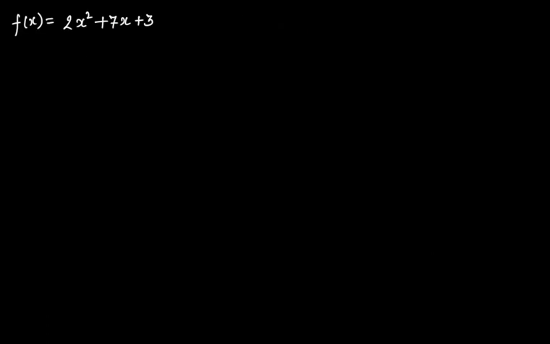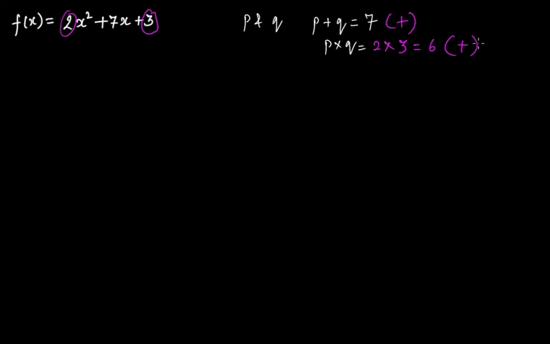Okay. In the same way, you have 2x squared plus 7x plus 3. We will split 7x into two numbers, that is p and q, such that p plus q has to be equal to 7, and p multiplied by q has to be equal to 2 multiplied by 3, that is 6. Okay, now p plus q is positive and p multiplied by q is also positive. It means that both the numbers have to be positive, right?